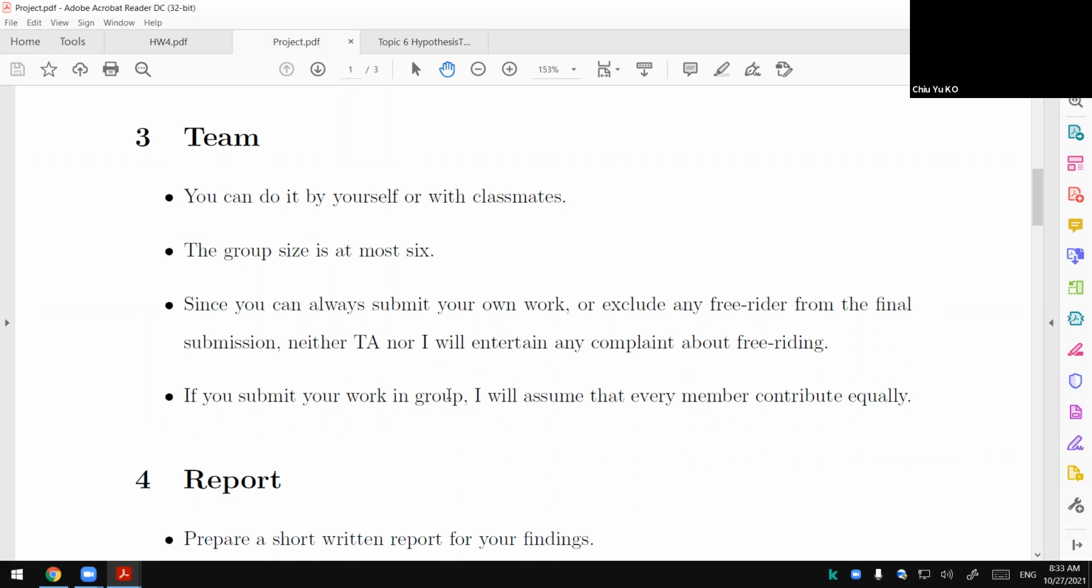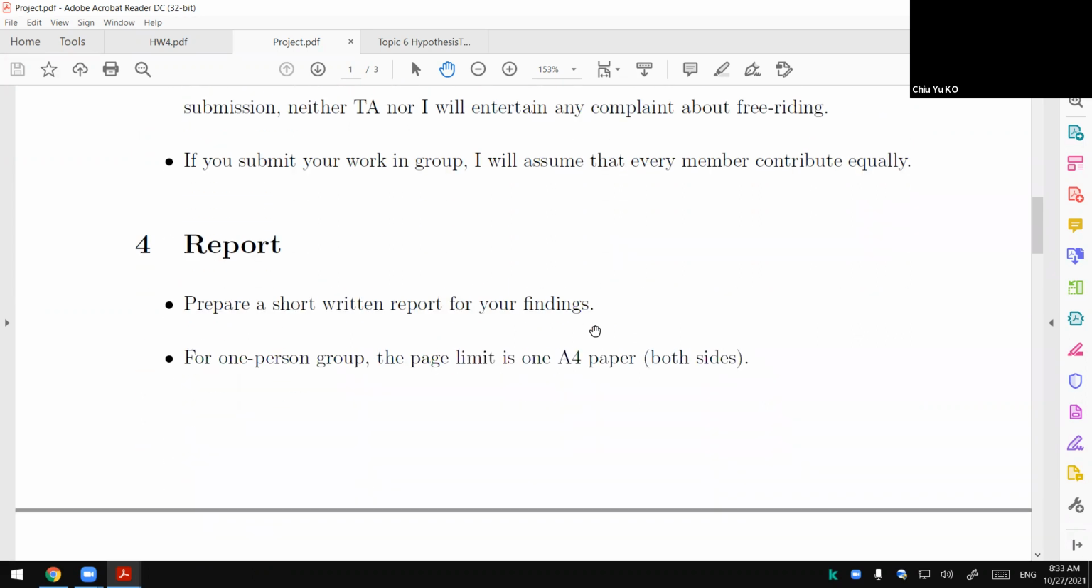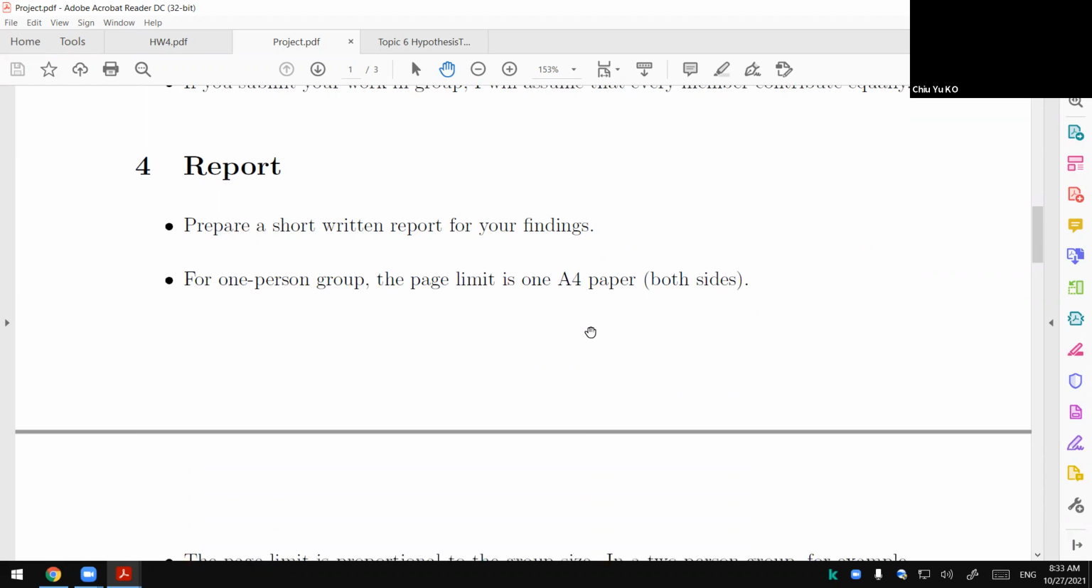If you submit in a group, then I assume everyone contributes equally. The main thing is I want you to write a written report to report your findings. Your deliverable, if you are one person only, is just one A4 paper, two sides. If you are two people in your group, you have two A4 papers. That is the maximum.